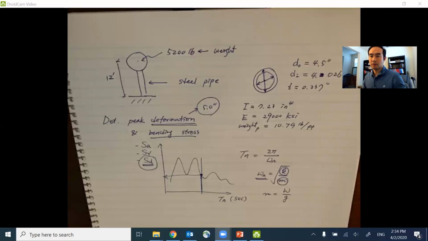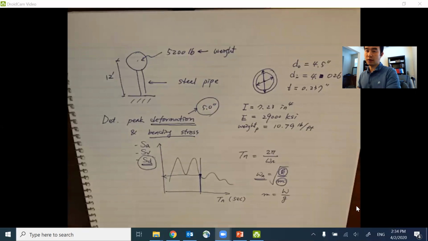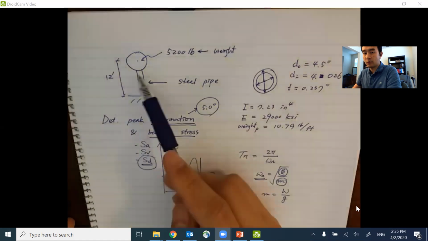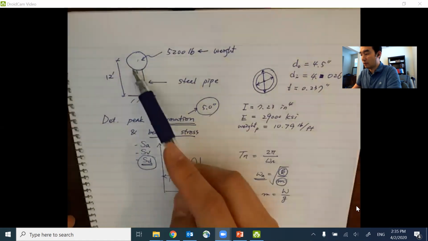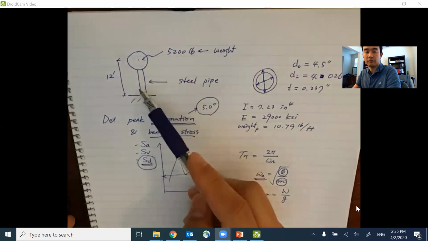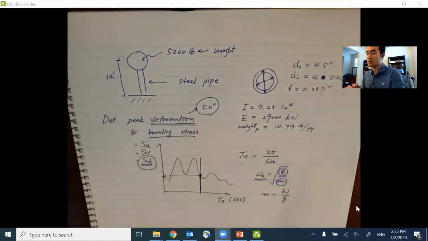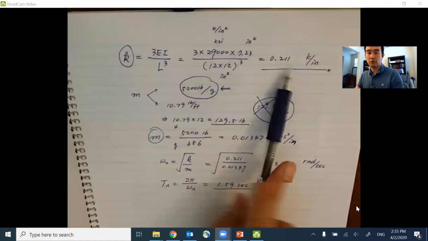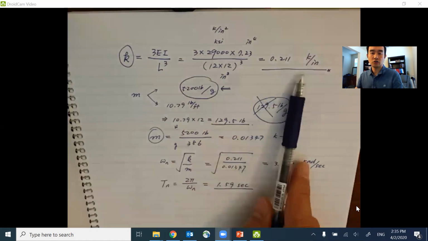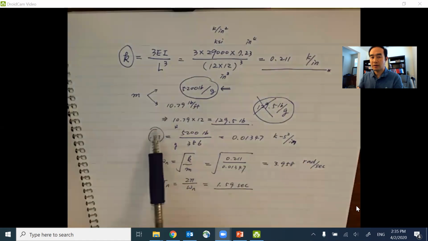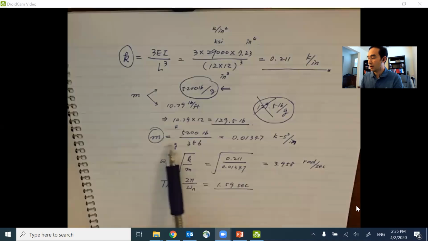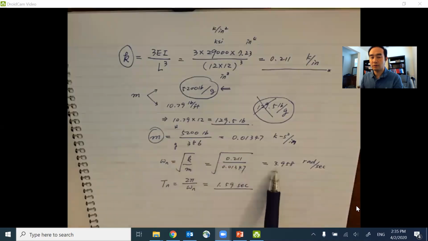Here we go. So this was example 6.2, right? We had a kind of water tank type structure. So we have a large weight on top of the steel pipe column. We were able to find out the K and M first based on the given information. So K was 0.211 kips per inch. For the mass, we ignored the mass of the steel pipe. Based on the mass of the top portion, we were able to find out the fundamental frequency. From there, we got the fundamental period of the structure system, which is 1.59 seconds.